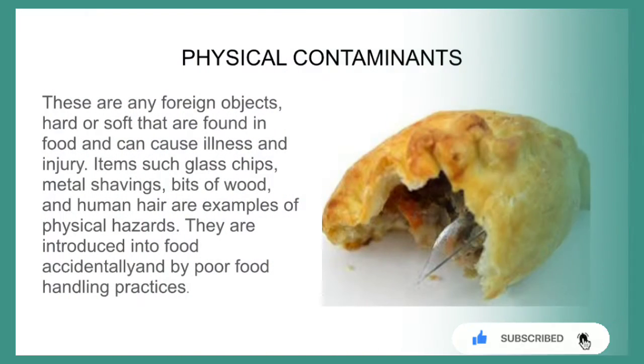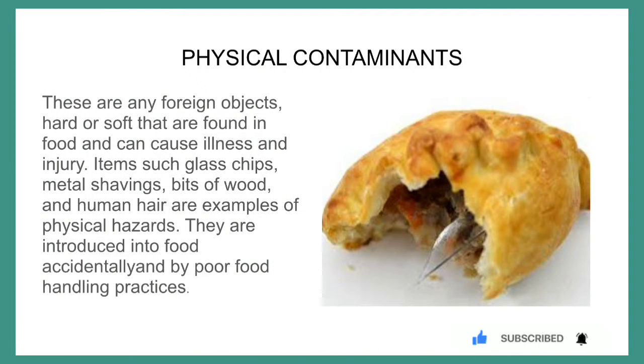And then the final type of contaminant would be physical contaminants. And these would refer to any foreign object, whether hard or soft, that are found in food and can cause illness and injury. So, common items would include things such as glass chips, metal shavings, bits of wood, human hair. These are all typical examples. And they are introduced into the food accidentally and by poor food handling practices.